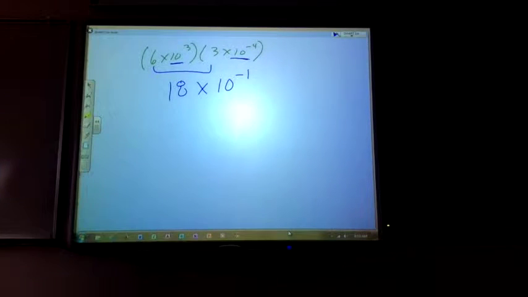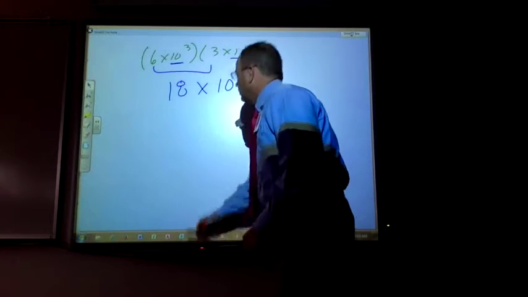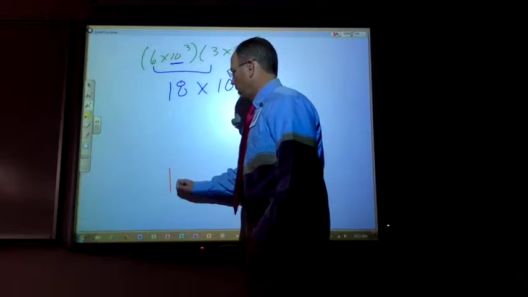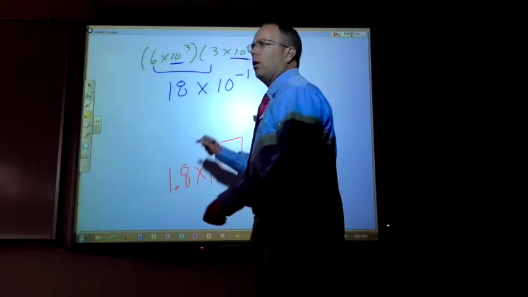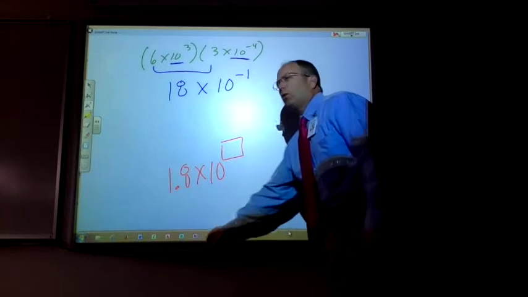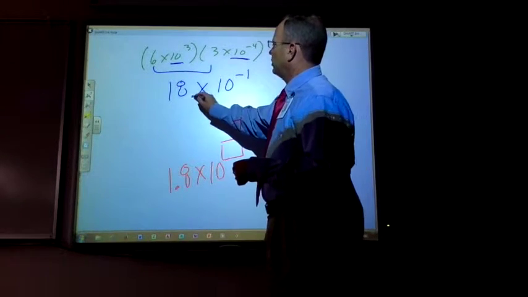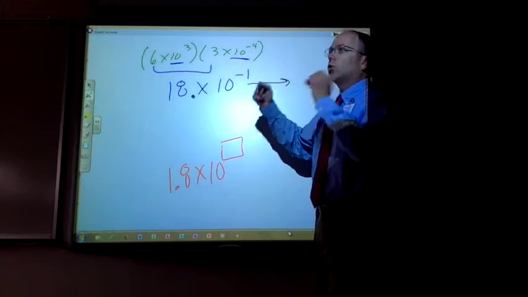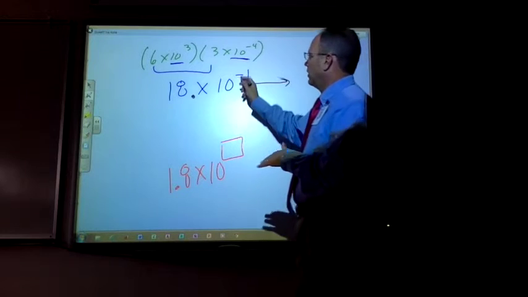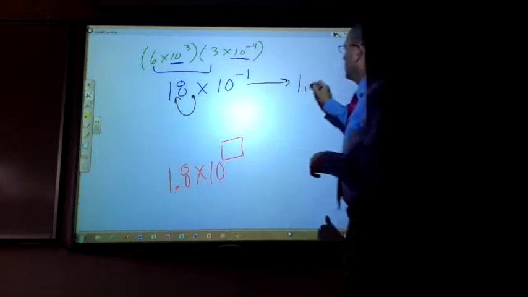Is that okay? So I want you to think about a few things. I want this to become 1.8 times 10 to some exponent. I don't see it off the top of my head, so I have to realize the exponent's sitting right here right now. If I were to write this in true decimal form, not in scientific notation, this means to move it over.